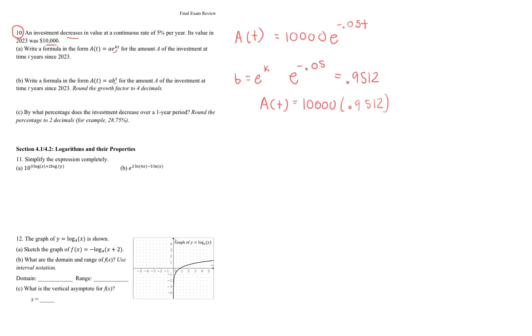Last, for part C, by what percentage does the investment decrease over a 1-year period? So to do this, all we have to do is do 1 minus our rate, which gets us 0.0488, so 4.88%. That's how you do number 10.